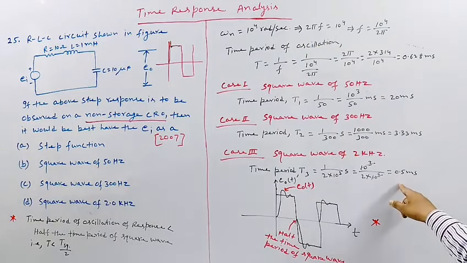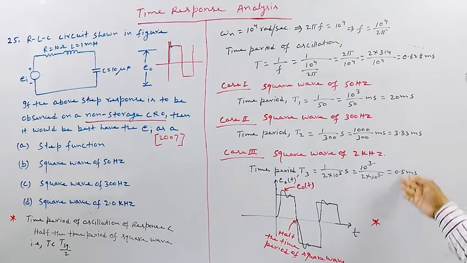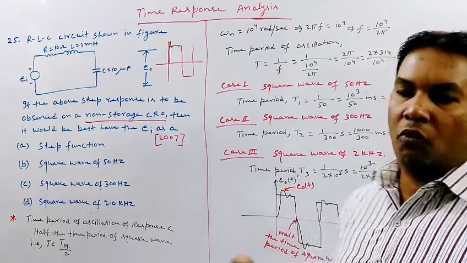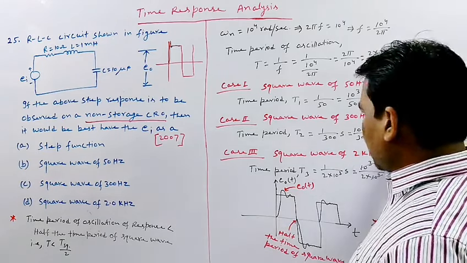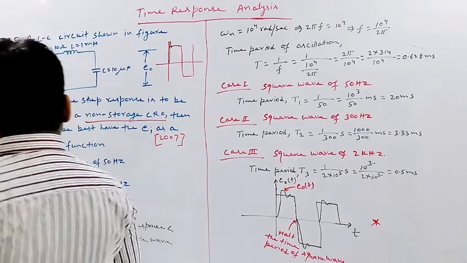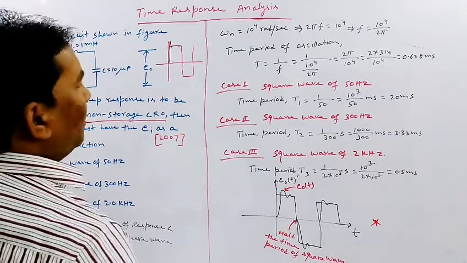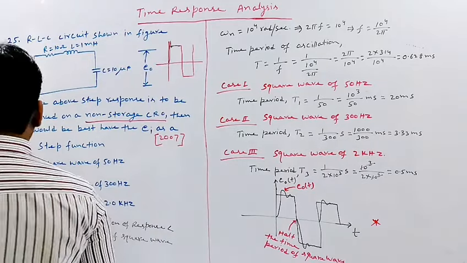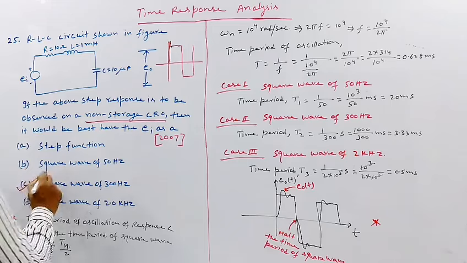Here it is too small, so we cannot see the steady state response properly. So the appropriate response will be case 2, and so which one is correct? A square wave of 300 hertz. So option number C is the correct one.